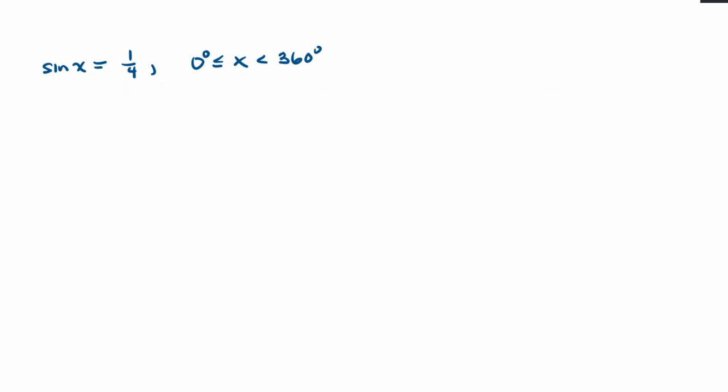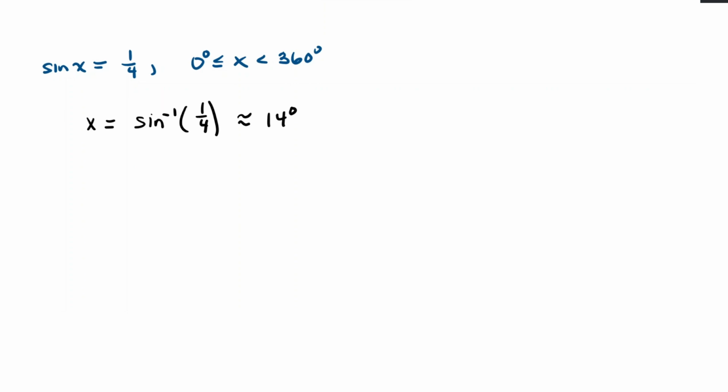Since 1/4 is not the value of sine that corresponds to a special angle, 30, 45, or 60, what we're going to have to do to solve this equation is to approximate the solutions by using the inverse sine function. So we know by the properties of inverse trig functions that x is equal to the inverse sine of 1/4, which to the nearest degree is 14 degrees. Okay, so that means we've discovered one of our solutions.